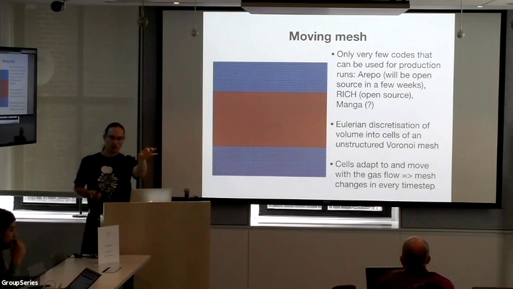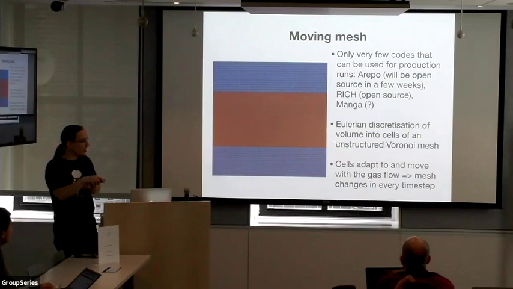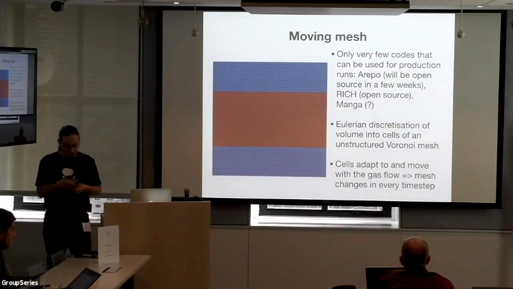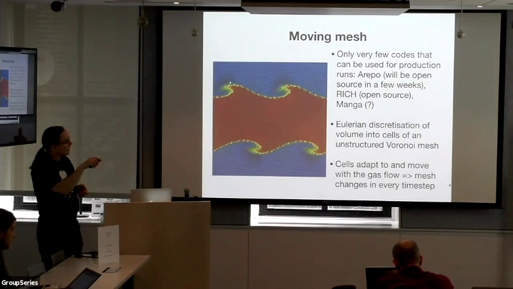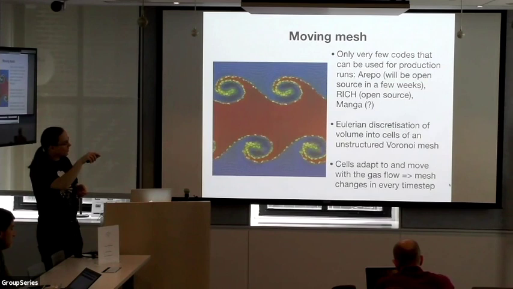Okay? People have tried to do moving mesh codes in the past, but the main reason why the breakthrough came with the Voronoi mesh was that the mesh actually changes continuously. You can see this here for a 2D Kelvin Helmholtz instability. You have a shear flow, and you see how at the shear flow the cells slowly shear against each other and change in a smooth way.